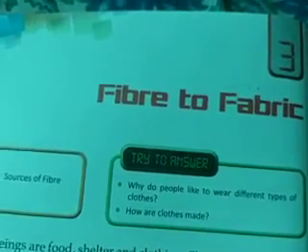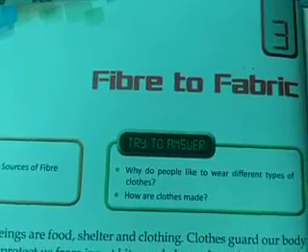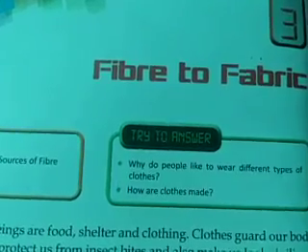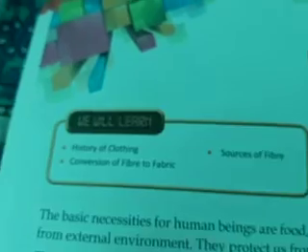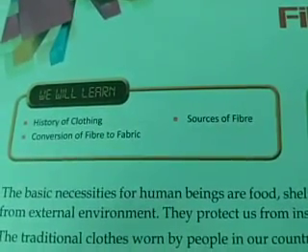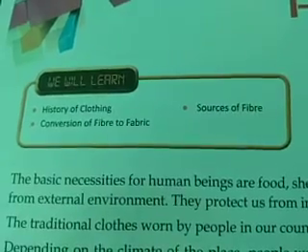Good morning, children. Today we will start our third chapter, fiber to fabric. So fiber means thread and fabric means cloth. In this chapter we will learn about the history of clothing, sources of fiber and conversion of fiber to fabric.